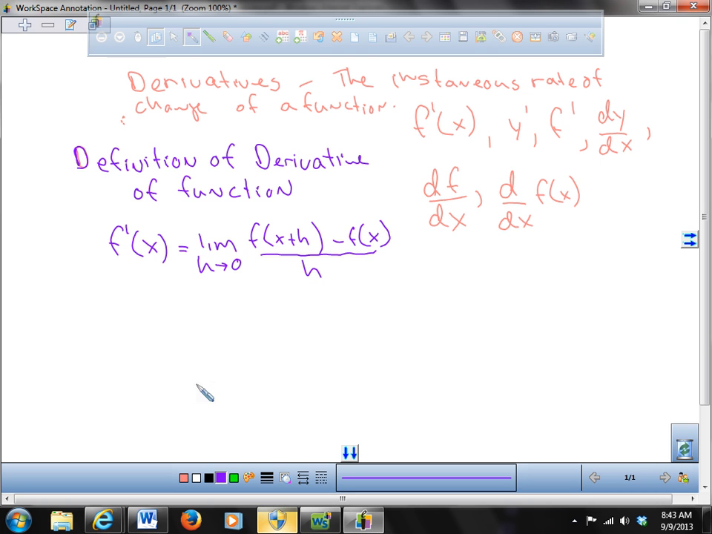Okay? So let's do one, provided that the function is differentiable.